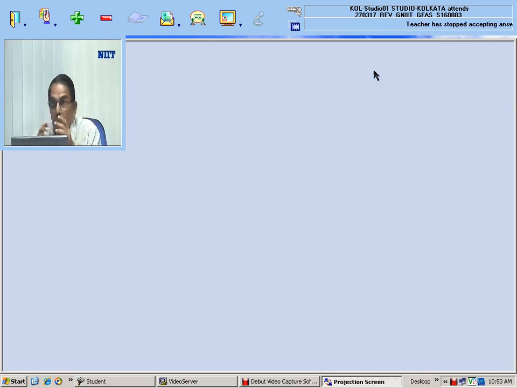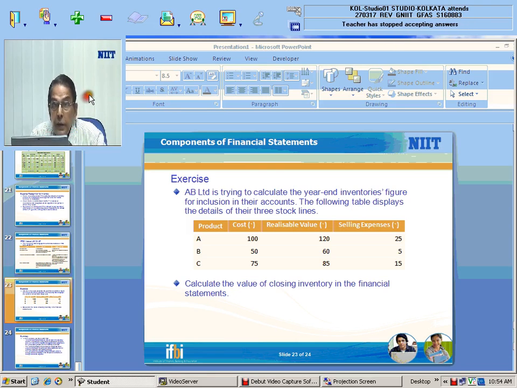Okay, let's look at the last example before we complete the session today. It's on your screen. This company is trying to calculate the value of the year-end inventories for inclusion in their accounts, the closing value of inventory. The details of their 3 stock items are given. So what is the value of the closing inventory in the financial statement?